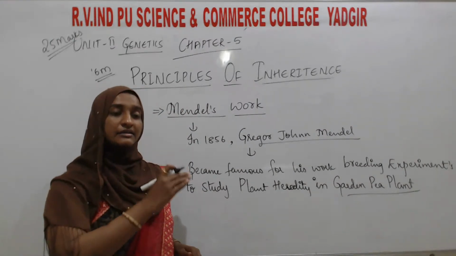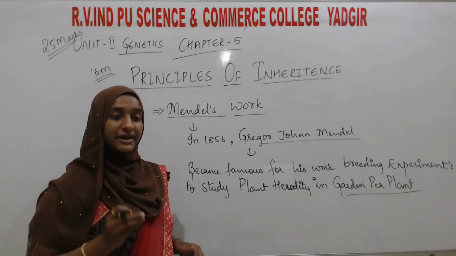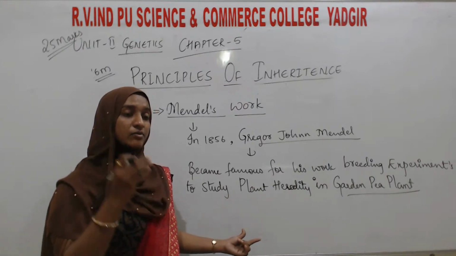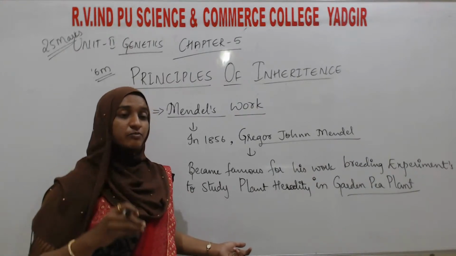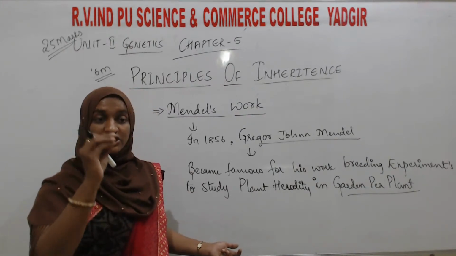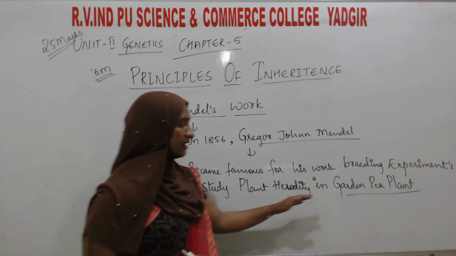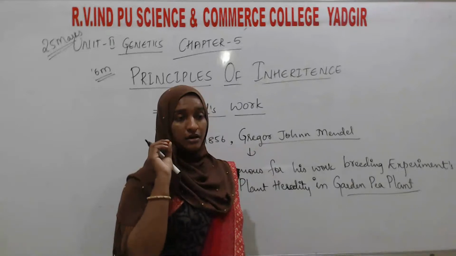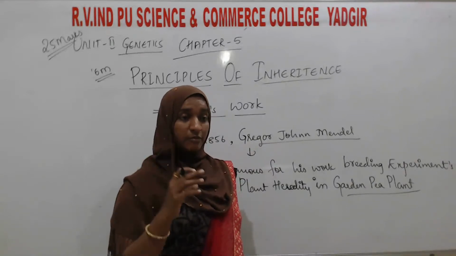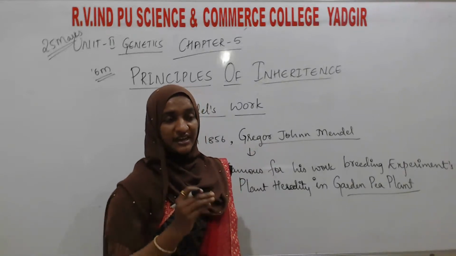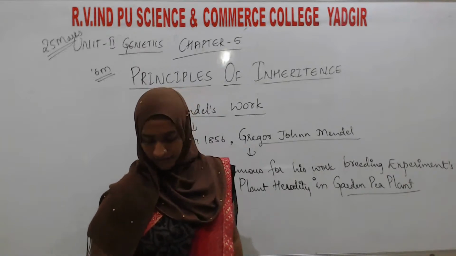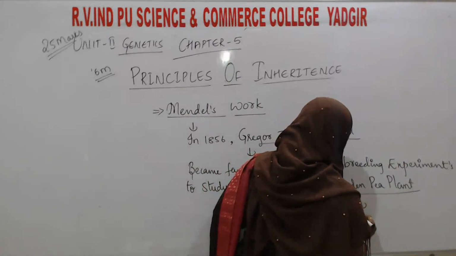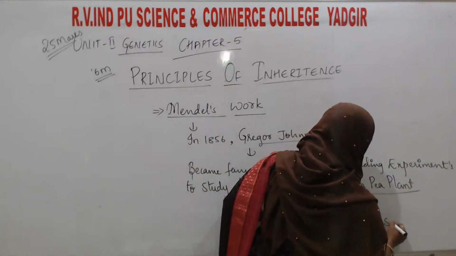He conducted a series of experiments by breeding the plants. And what is heredity? Which characters pass from one generation to another generation? And which plant did he select? It is the garden pea plant. The scientific name for this pea plant is Pisum sativum.